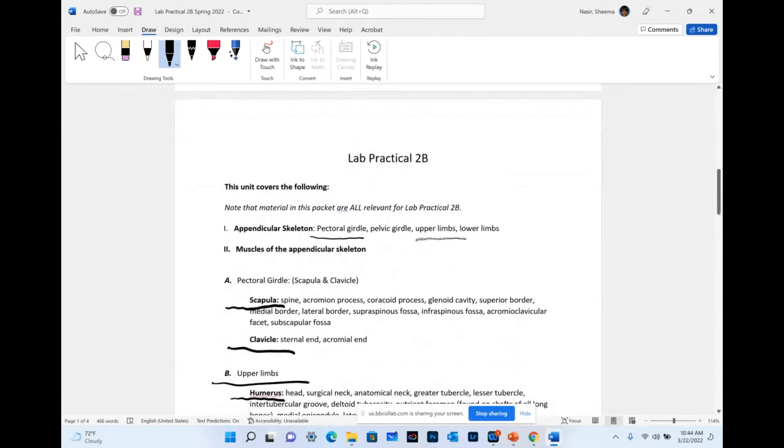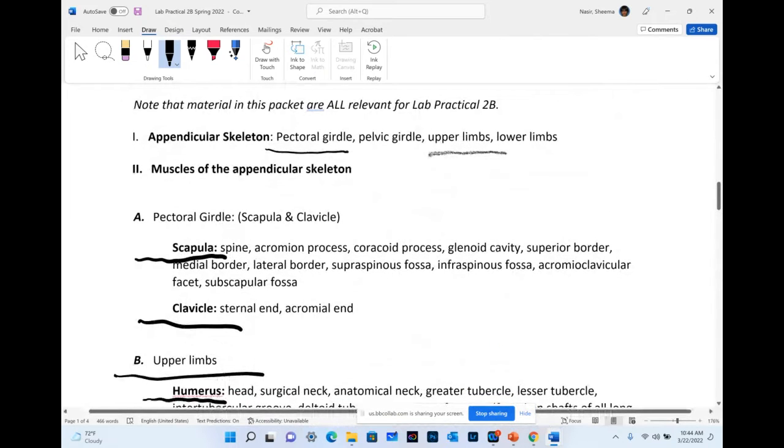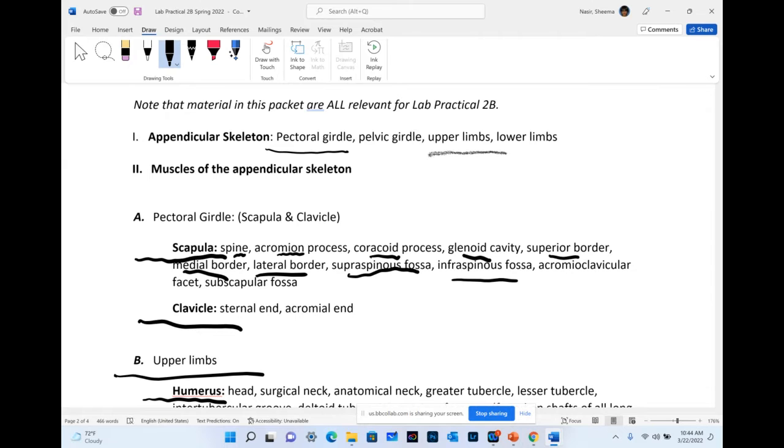Okay, so scapula. In the scapula, we are going to look at spine, acromion process, coracoid, glenoid cavity, superior border, medial border, lateral border, supraspinous fossa, infraspinous fossa, subscapular fossa, and the acromioclavicular facet. Clavicle is just going to be covering ends, sternal end and the acromial end.